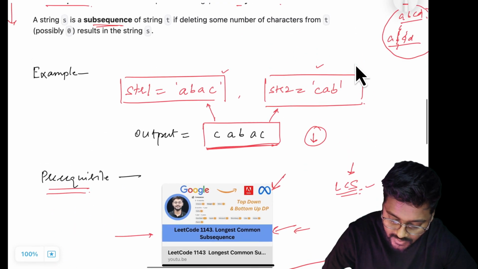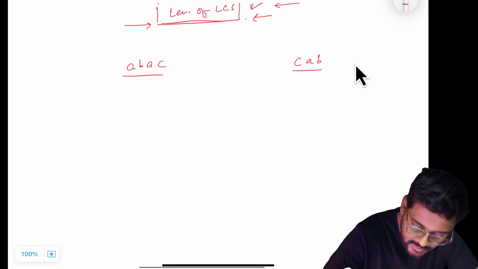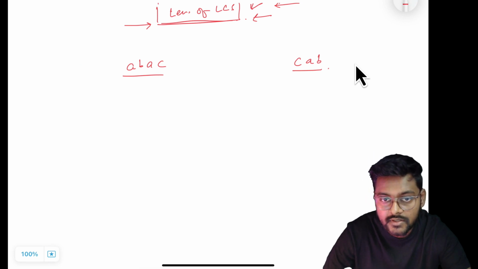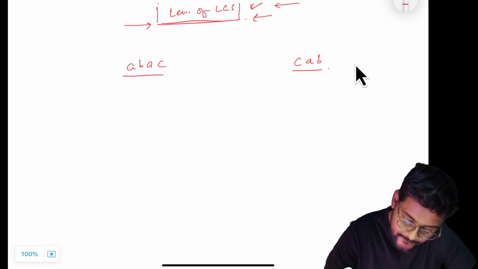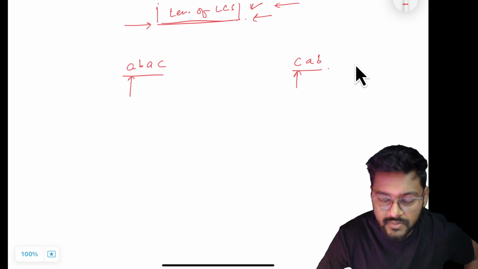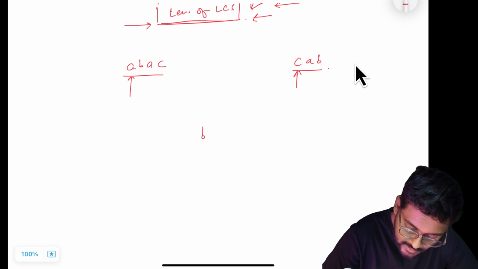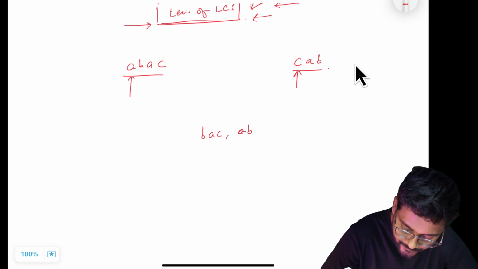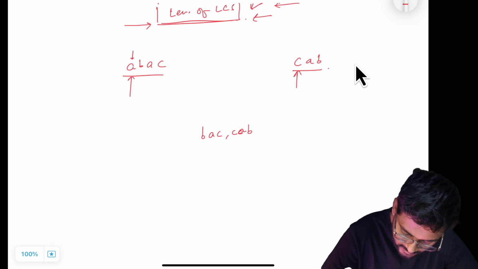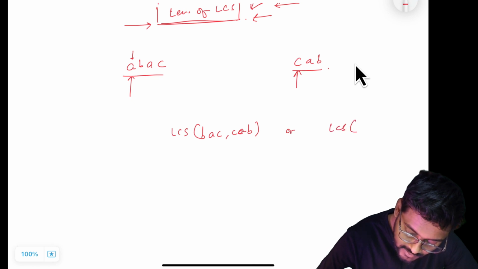If I just take the same example, ABAC and CAB, I want to find the common subsequence with maximum length. The intuition behind this is, if the first characters are matching, we can consider that in our longest common subsequence. Otherwise, if they are not matching, it means either it will be the longest common subsequence of BAC and CAB, excluding this character, or excluding one character from the other string.